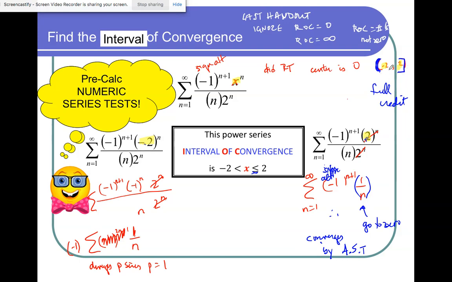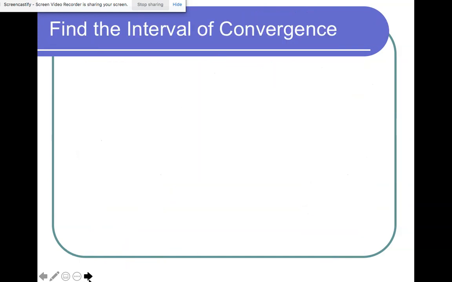Sometimes you're open on the right and closed on the left. Sometimes you're closed on both. Sometimes you're open on both. Okay. And we will do more of this in our next live session.